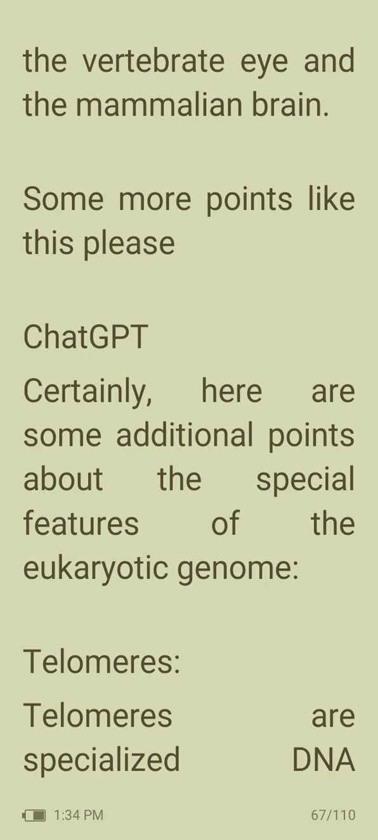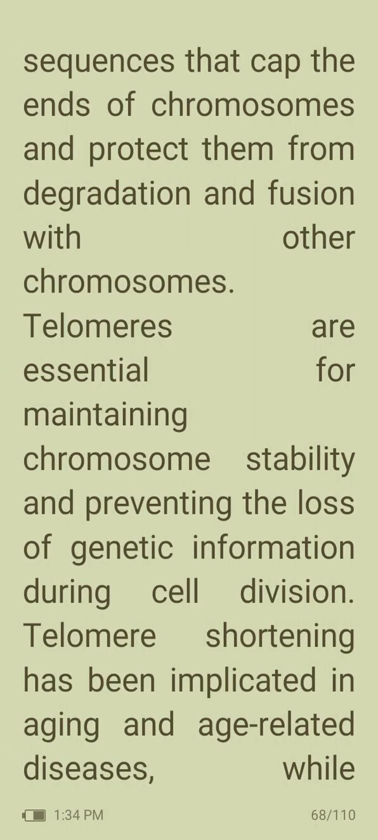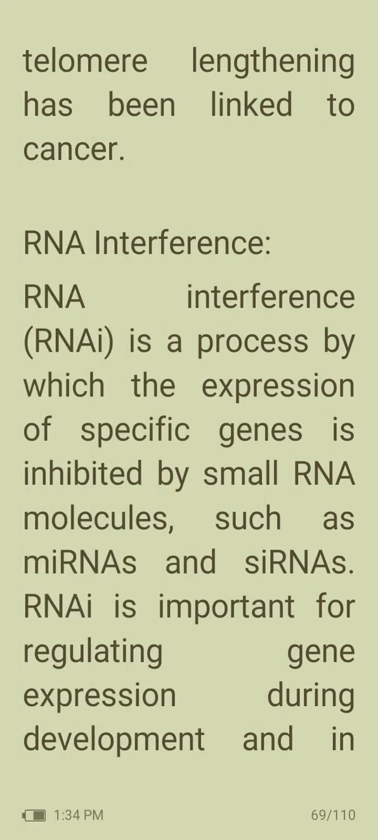Then telomeres. Telomeres are specialized DNA sequences that cap the ends of chromosomes and protect them from degradation and fusion with other chromosomes. Telomeres are essential for maintaining chromosome stability and preventing the loss of genetic information during cell division. Telomere shortening has been implicated in aging and age-related diseases, while telomere lengthening has been linked to cancer.